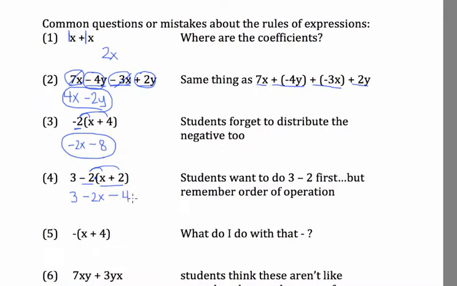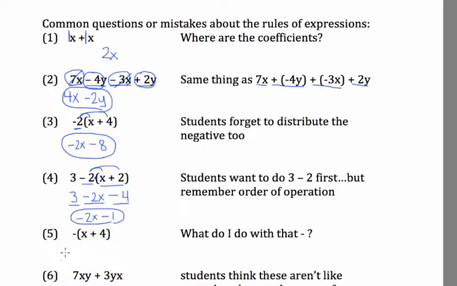So that's the first step. Then the second step is to add your like terms. I have a negative 2x, that's the only variable term, so that will stay. And then I have my constant terms, the 3 and the negative 4. Remember, think money. I had $3, I lose 4, now I'm 1 in the hole, minus 1. So my answer here, the simplified version, would be negative 2x minus 1.